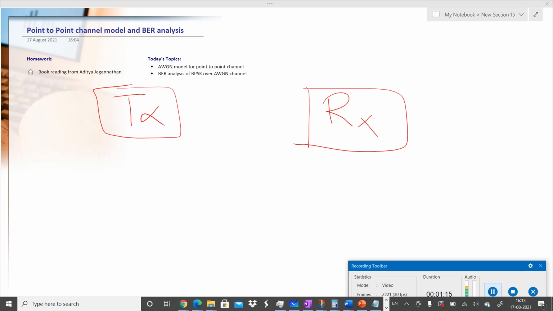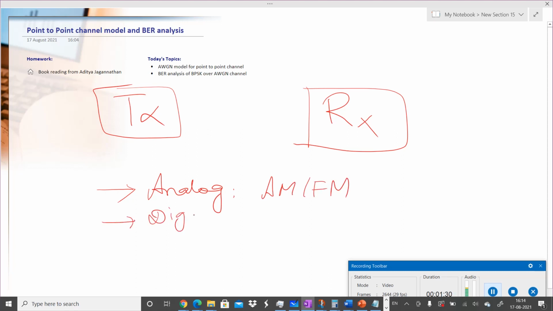You have done the basic course on communication systems, and there you have learned two types of modulation schemes. One is the analog type, in which we have studied AM, FM, and the other one was the digital modulation schemes, in which you have studied basics of BPSK and I think QPSK and maybe MPSK.